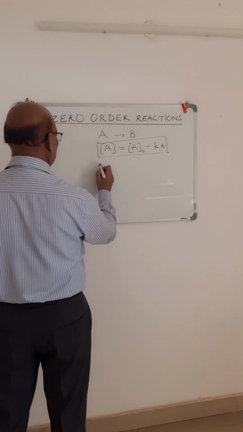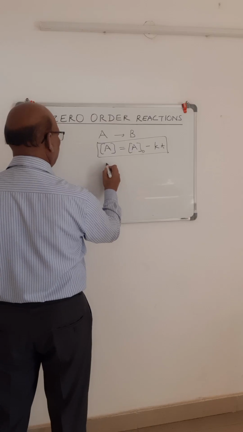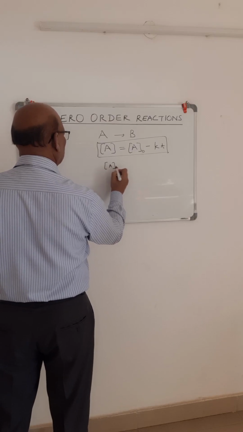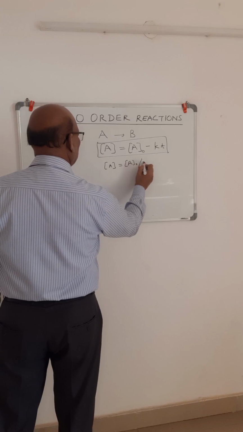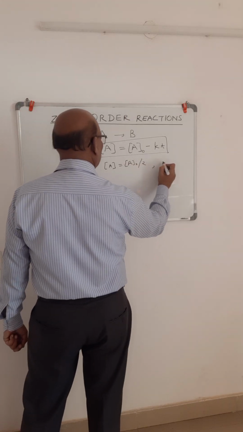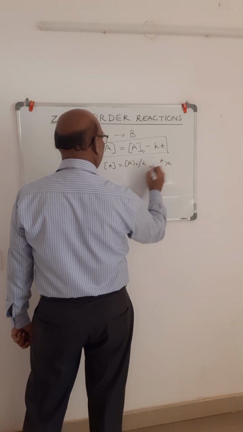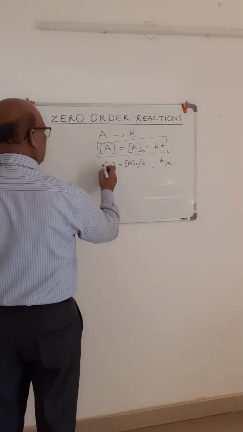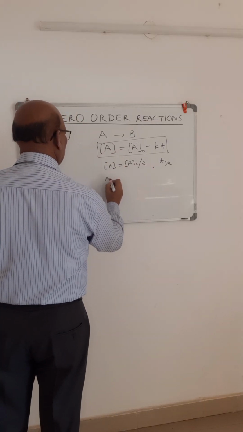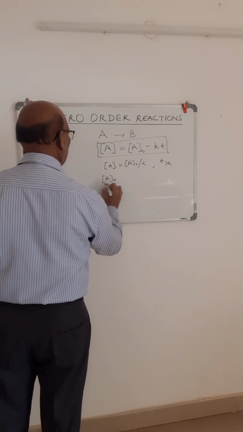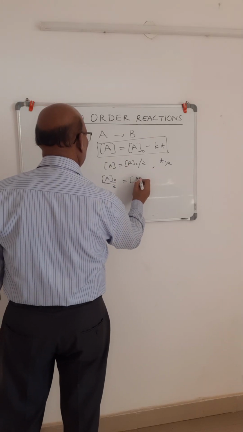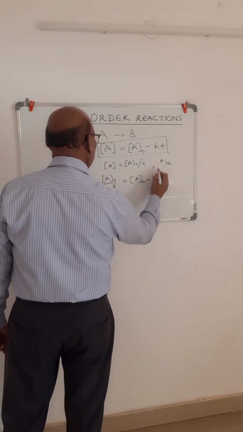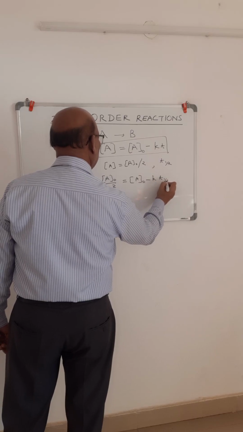अभी हमें मान लीजिए इसकी half life निकालनी है। So half life क्या होती है? When remaining concentration will become equal to initial concentration by 2, at that time this is called half life. So let us put A naught by 2 instead of A, it will become equal to A naught minus K into time t, which is t half.